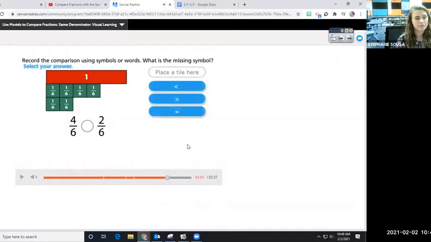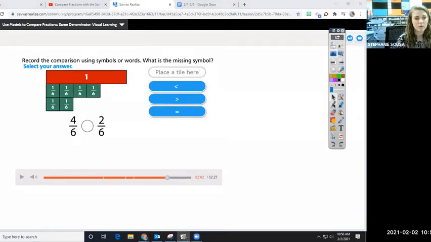All right. Select your answer. Shaking heads yes, shaking heads no. Is 4/6 equal to 2/6? Getting no's, okay. Is 4/6 greater than 2/6? Getting a lot of yeses. Is 4/6 less than 2/6? Smaller? Ooh, mixed response. No, it is not.